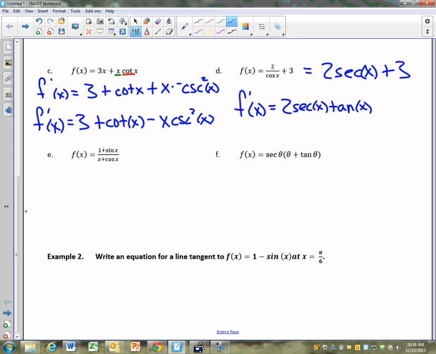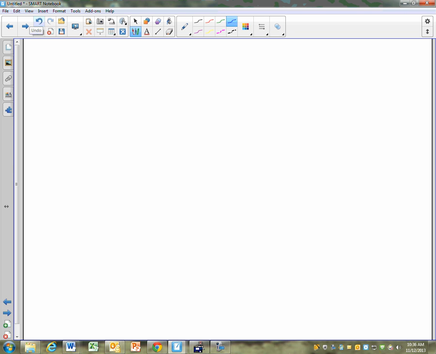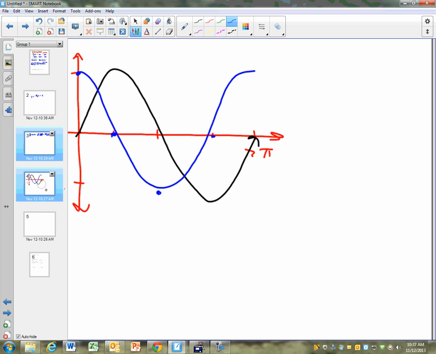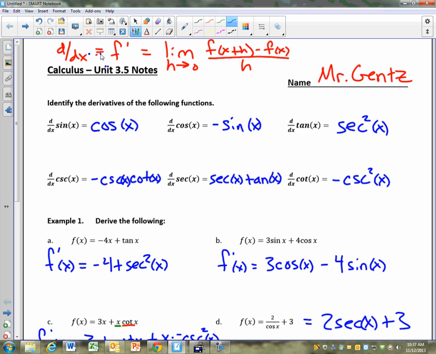As soon as you get confused, always go back to this, you guys. Y equals negative 5 halves x minus 4. That's a line, right? What's the slope of that line? You don't look at the constant at all, do you? So it's the same idea with the derivative, okay? Derivative is the instantaneous rate of change. All the constant does is change the location. It's a vertical shift. That's all it is. So we just disregard that. Okay, so back to our notes.